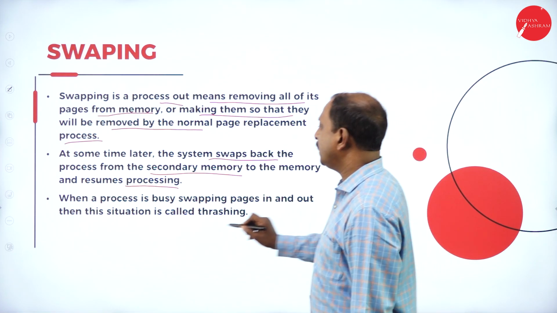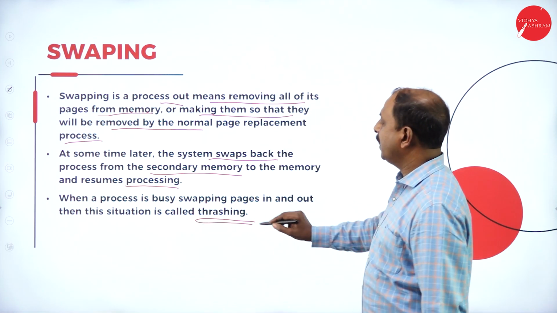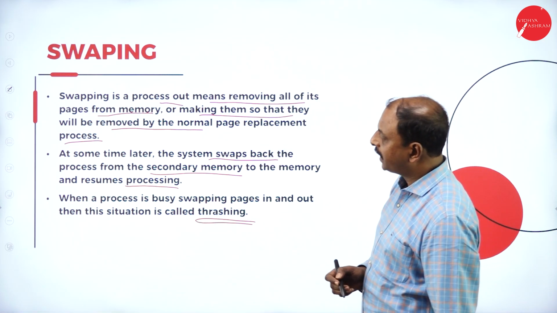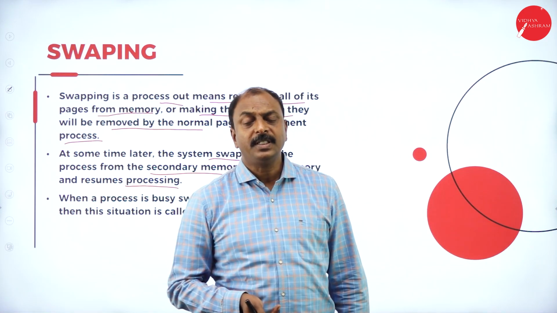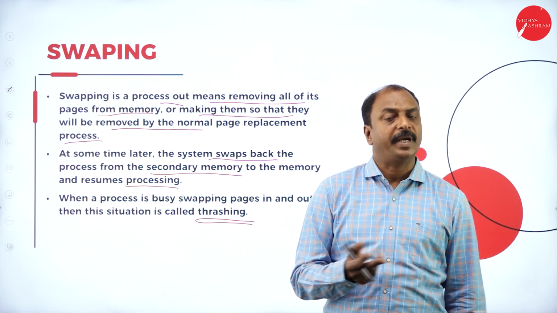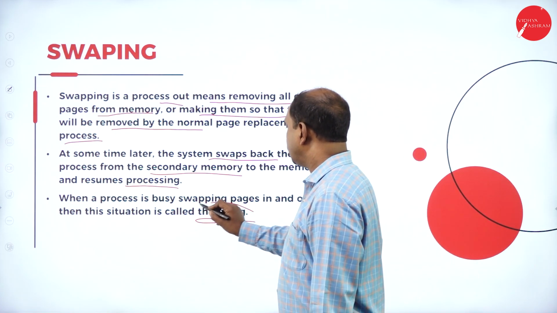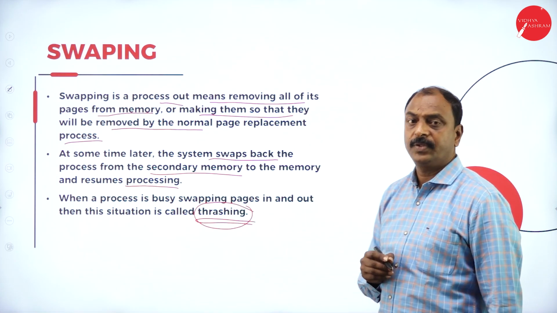Next one: when a process is busy swapping pages in and out, the situation is called thrashing. See, another drawback of this is called thrashing. What is thrashing? Now we know what swapping is. It is moving data from secondary memory into main memory and vice versa. During that time, the chance of this condition arising is called thrashing.